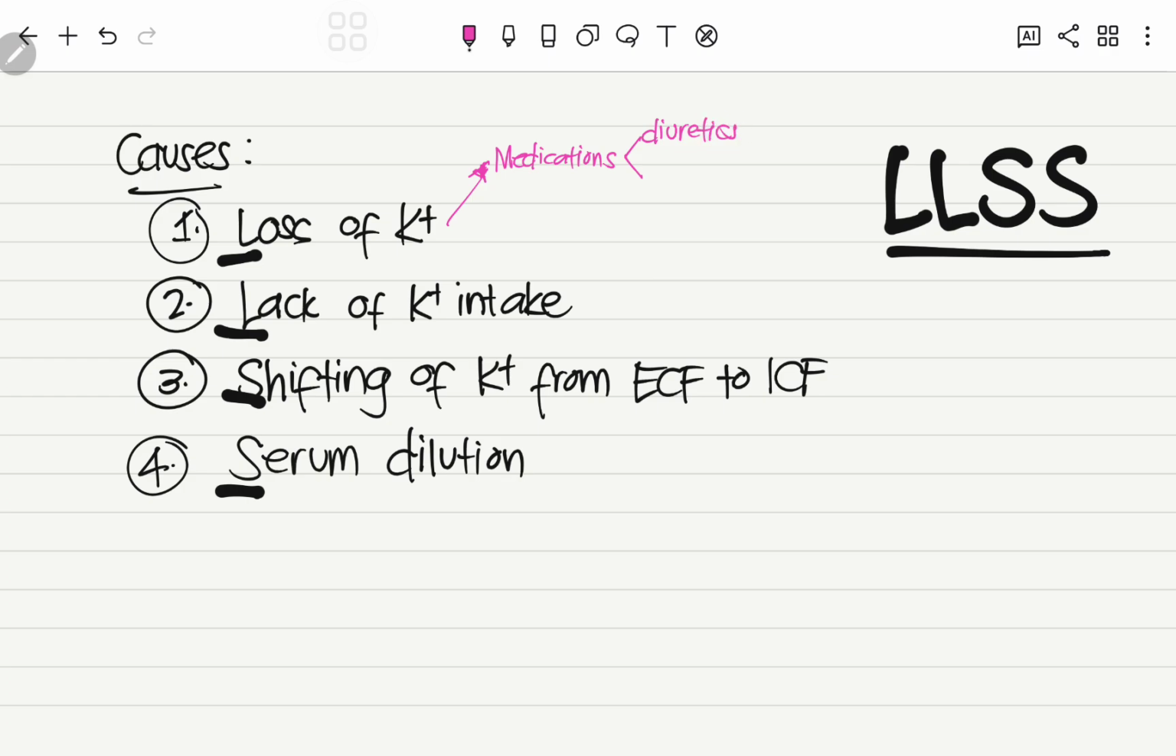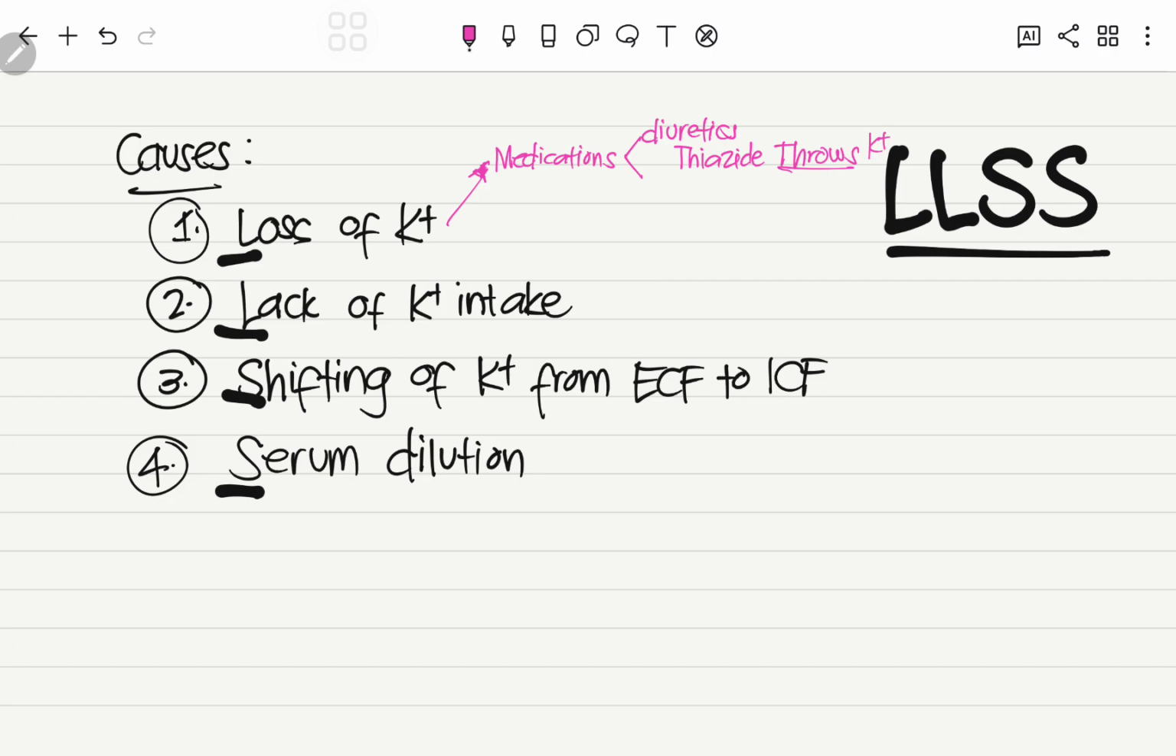Ito yung mga tinatawag nating potassium wasting diuretics. And when we say potassium wasting diuretics, tandaan lang po natin, this is a very important note here. Okay, tandaan natin that your thiazide throws, or tinatapon, potassium. Again, your thiazide throws your potassium. So that's a very important note there.